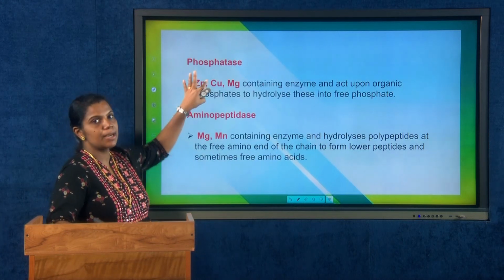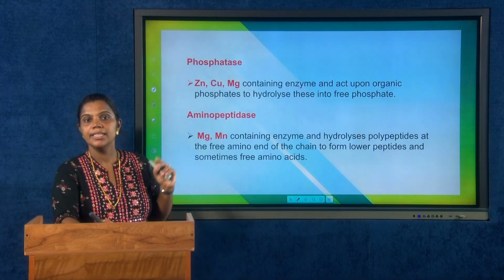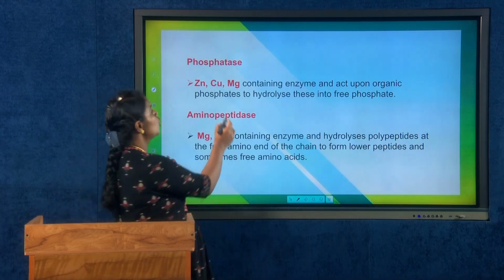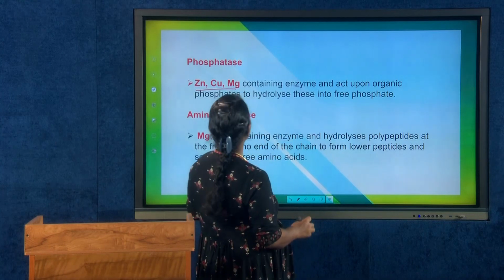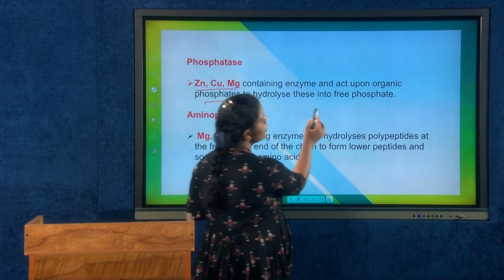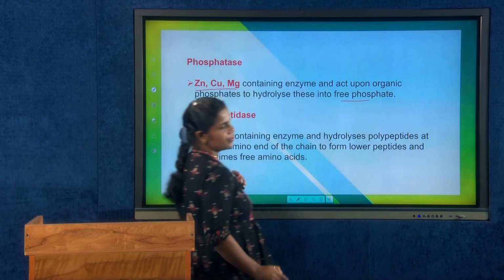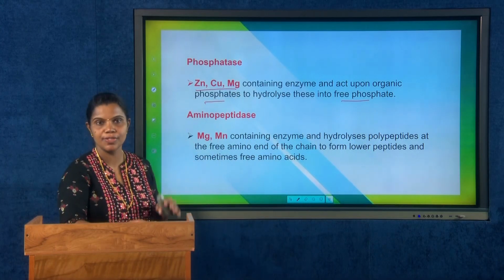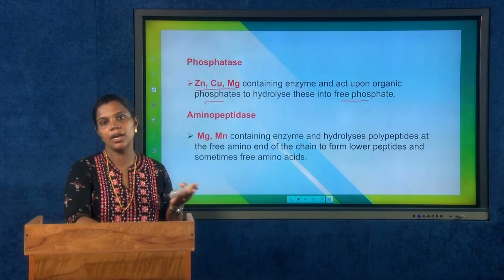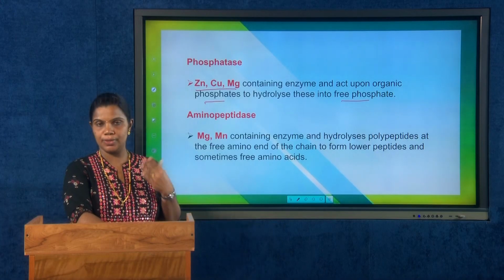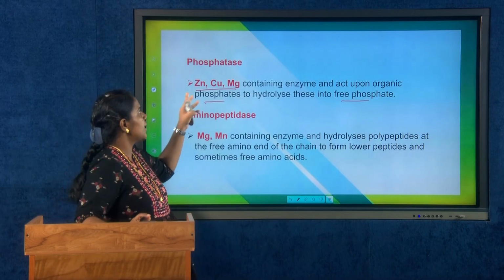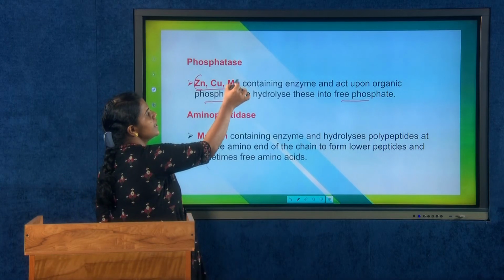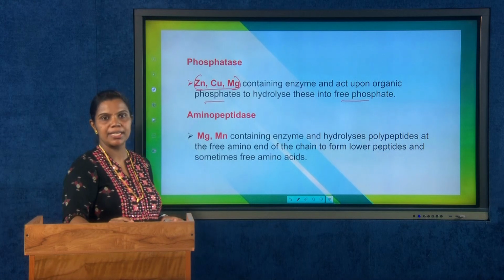Another category of enzyme is the phosphatase enzyme. These enzymes contain copper, zinc and magnesium and they act upon organic phosphates to hydrolyze them into free phosphate. What is the function of phosphatase enzyme? In order to convert organic phosphates into free phosphates. The enzyme contains zinc, copper and magnesium metals.